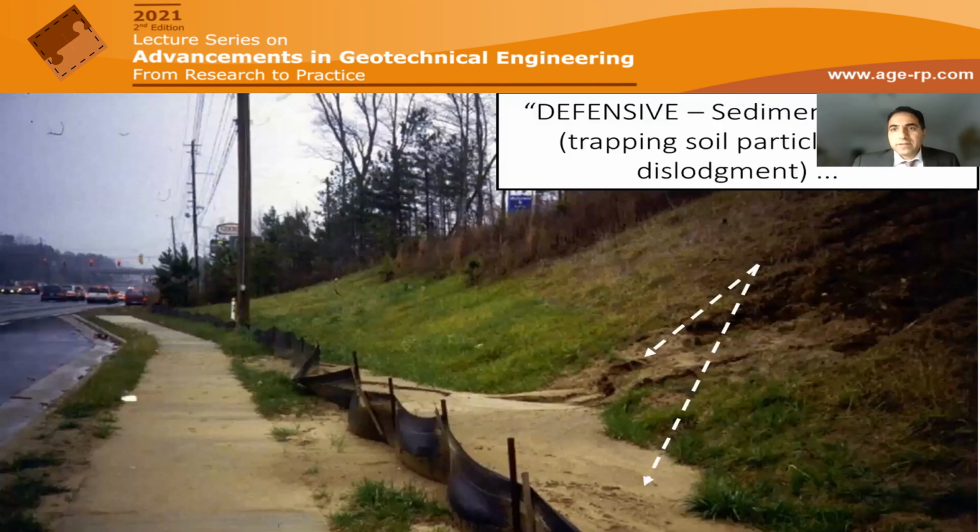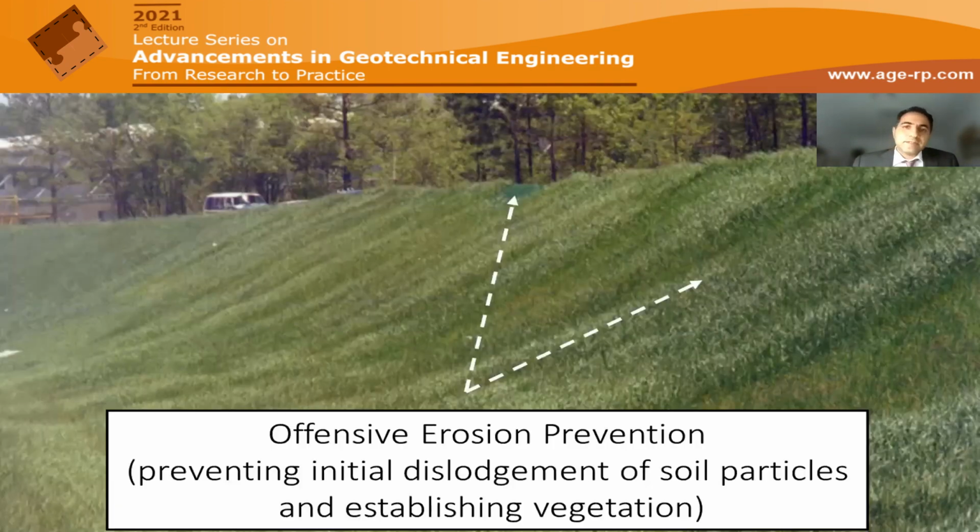Now, we can have two different ways of controlling erosion. We can have a defensive system. It means, okay, when it is eroded, now let's keep it somewhere. It is good, at least we keep it from going into waterways or roads, but still the erosion is happening and we are losing the soil. So the better way can be an offensive system, so stop the soil from getting eroded. This is the better way if we can do that.